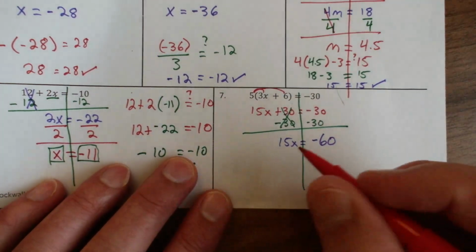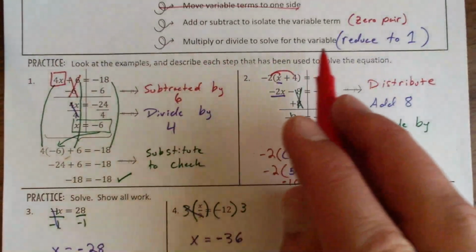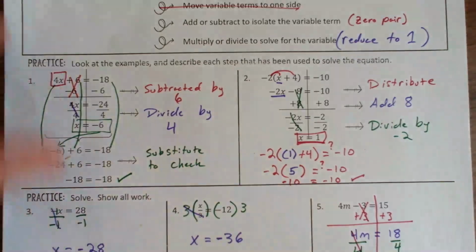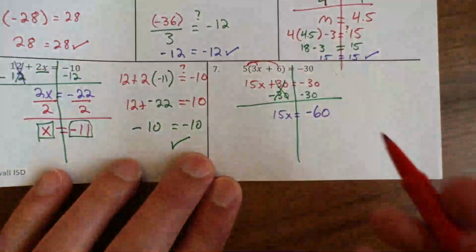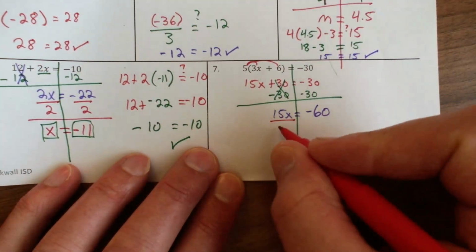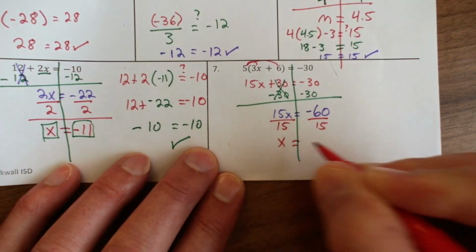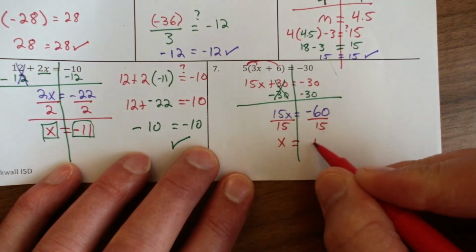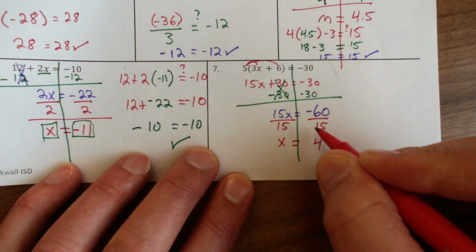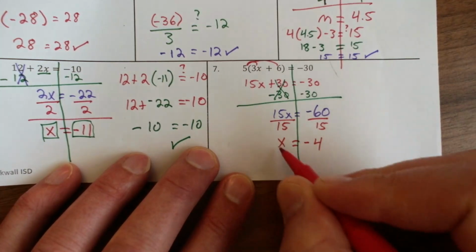My next step, multiply or divide to solve for the variable and reduce to 1. So I'm going to divide by 15. And x would equal 60 divided by 15 is 4. Negative divided by a positive is a negative.